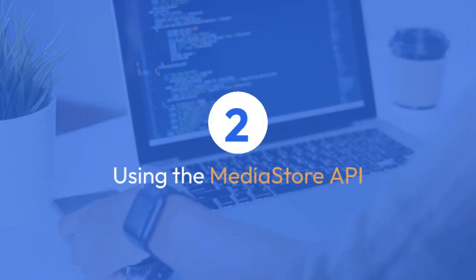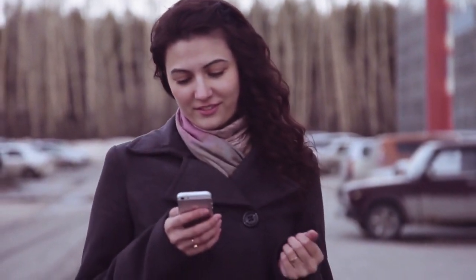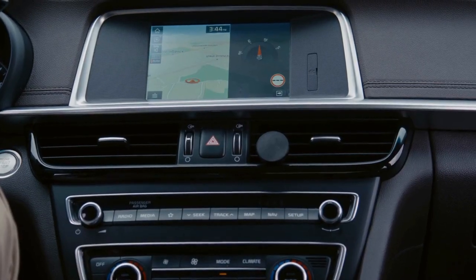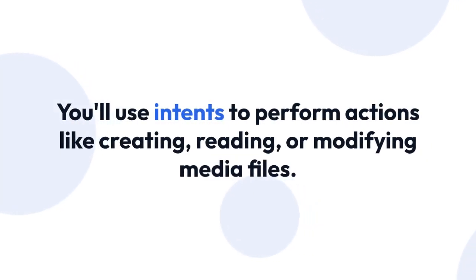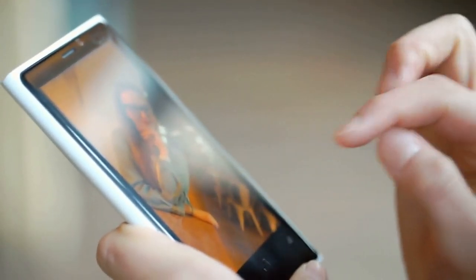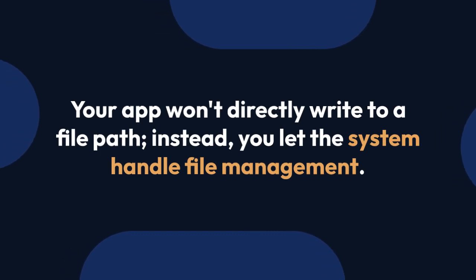2. Using the Media Store API. This API allows you to interact with files through the system, granting access to specific files rather than the entire storage. You'll use intents to perform actions like creating, reading, or modifying media files. For example, to save an image, you would use the Media Store API to insert a new image entry, providing details about the image's content. Your app won't directly write to a file path. Instead, you let the system handle file management. This significantly improves security and protects user data.